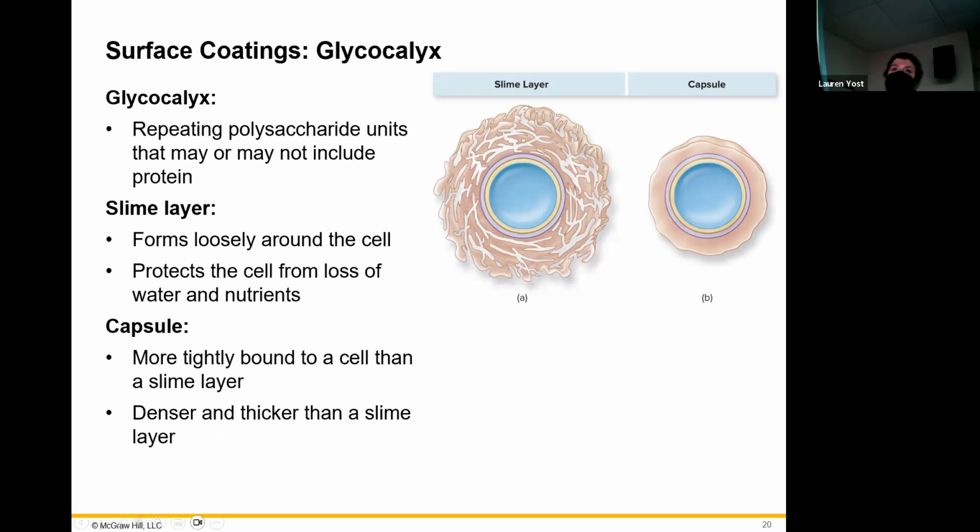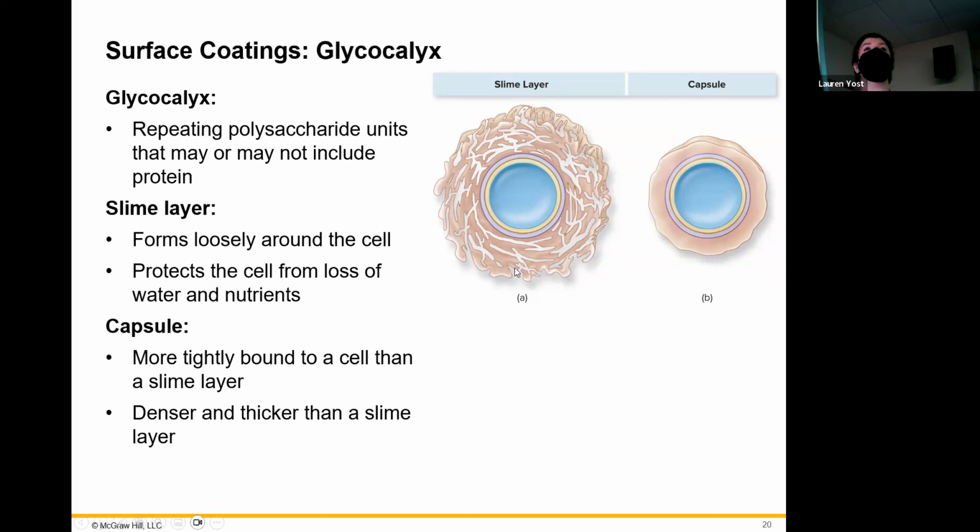All right, so let's move on to the coatings that these cells can have. Bacteria can make a coating that's basically a sugar. Sometimes it has protein in it, but it's very important that we remember that it's based on sugar. And it's kind of in the name. When you think of glyco, we're probably thinking of sugar, like glucose and things like that. So glyco means sugar. Calyx just talks about coating, like outer coating. So the glycocalyx is like a sugary coating.